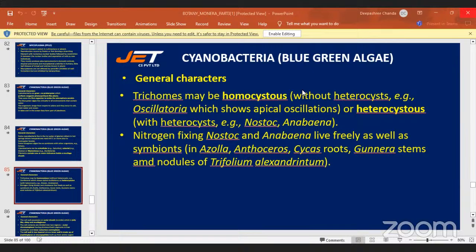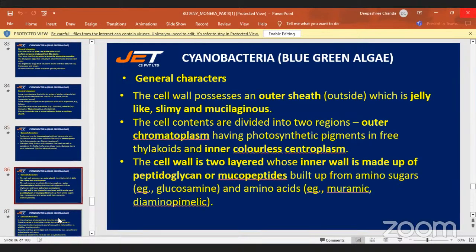Nitrogen-fixing nostoc and anabaena live freely as well as symbionts in Azolla, Anthoceros, Cycas roots, Gunnera, and nodules of Trifolium. Then the cell wall possesses an outer sheath, which is a jelly-like, slime-like, mucilaginous structure. Cyanobacteria has a cell wall. Mycoplasma has no cell wall. Cyanobacteria has a cell wall.